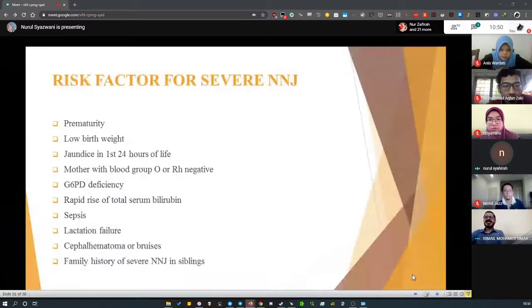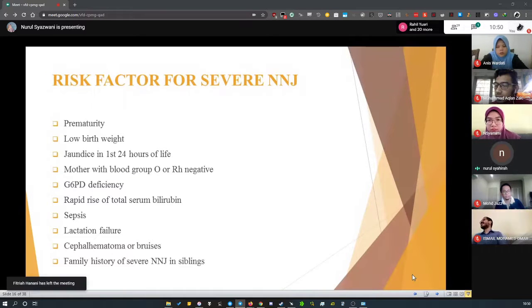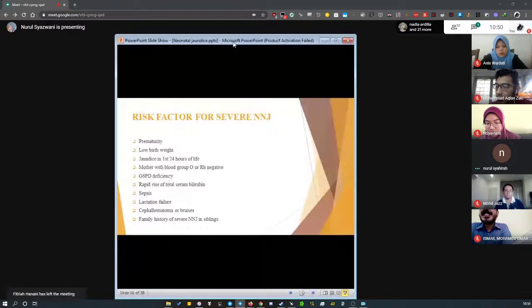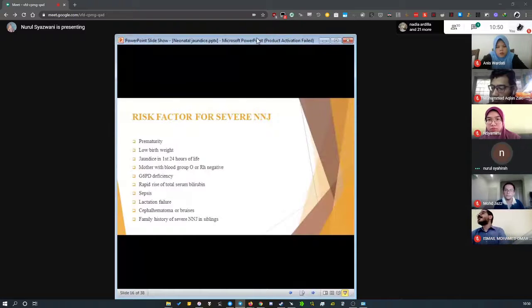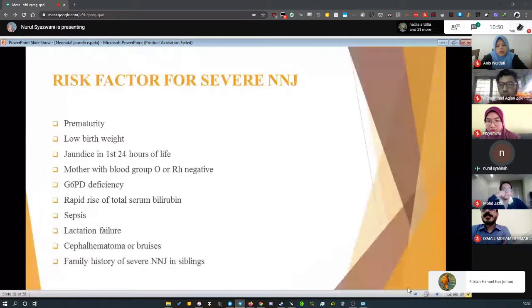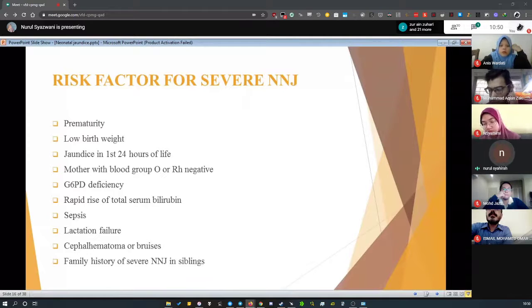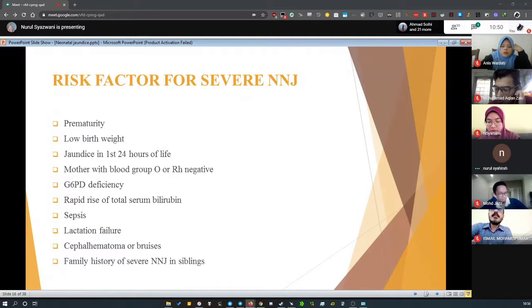So these are the risk factors for severe neonatal jaundice. We have premature baby, low birth weight, jaundice in the first 24 hours of life, and mother with blood group O or rhesus negative. Also feeding deficiency, rapid rise of total serum bilirubin, sepsis, lactation failure, cephalohematoma or bruises, and family history of severe neonatal jaundice in siblings.